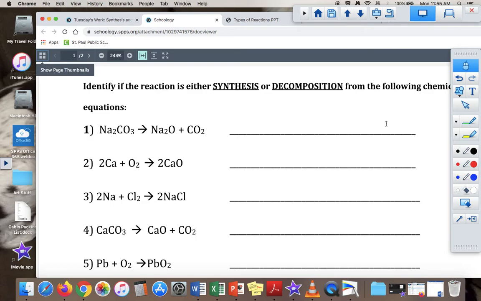So what we're going to do quickly is I'm going to show you the first one. So we look here, we have Na2CO3, which is actually sodium carbonate, yields sodium oxide and carbon dioxide. So you'll see that you have a single reactant breaking apart into two products. What kind of reaction do you think that this is? Wonderful. It is a decomposition reaction. All right, so I'm going to write decomposition.